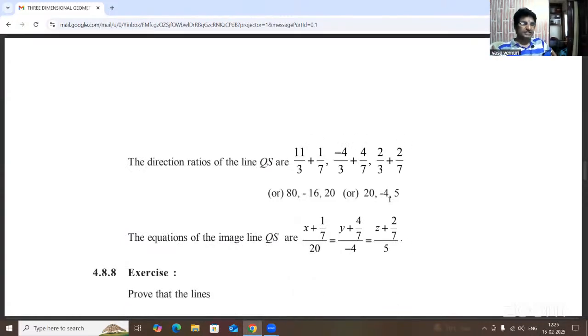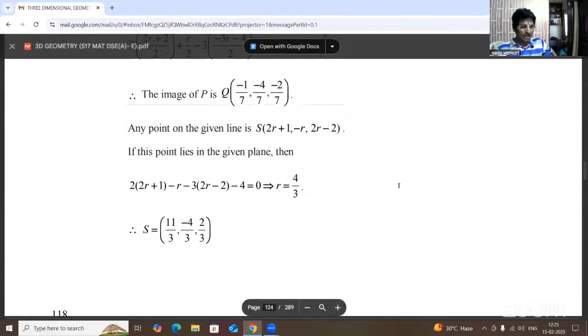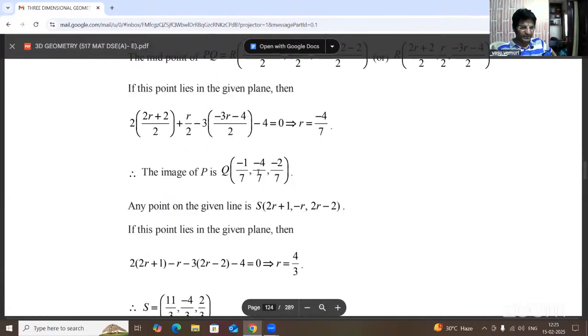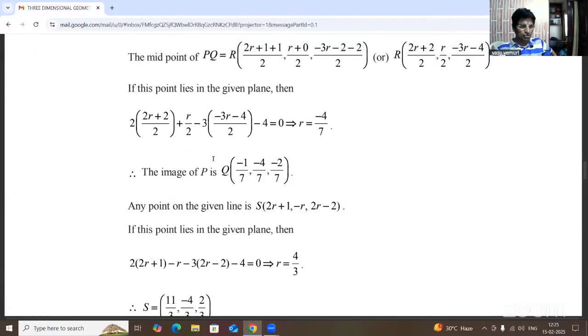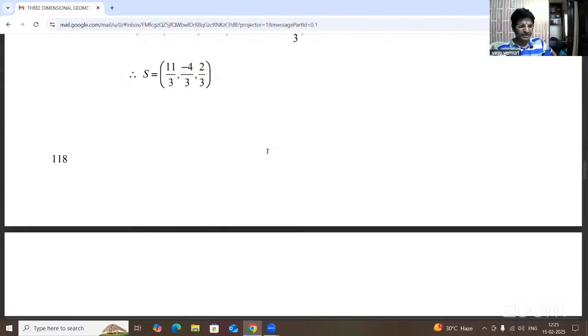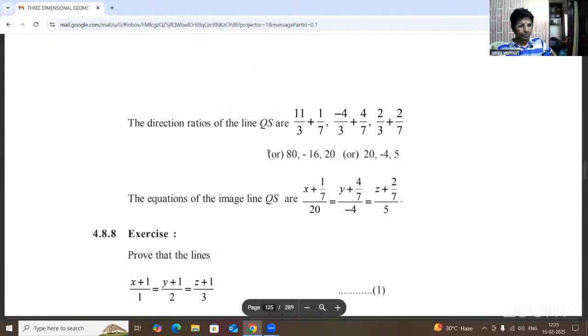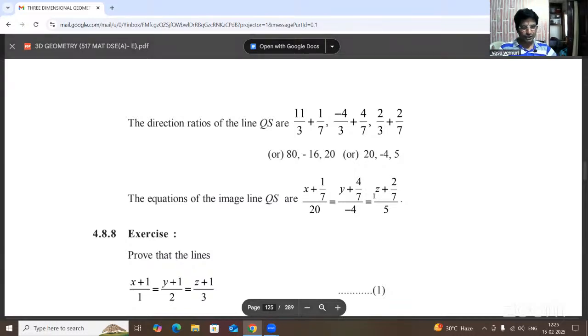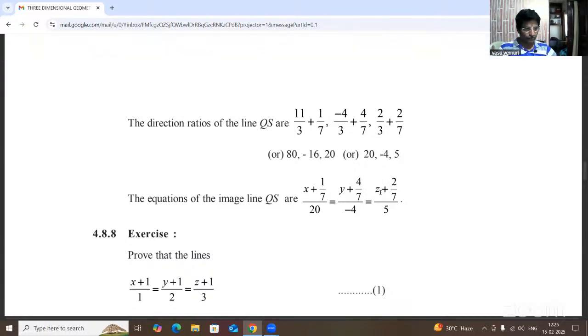So the equation of the image of the line QSR: x1, y1, z1 are minus 1 by 7, minus 4 by 7, minus 2 by 7, and L2, M2, N2 are 20, minus 4, 5. Those are the l, m, n values. Write the line equation: x plus 1 by 7 by 20 equal to y plus 4 by 7 by minus 4 equal to z plus 2 by 7 by 5.